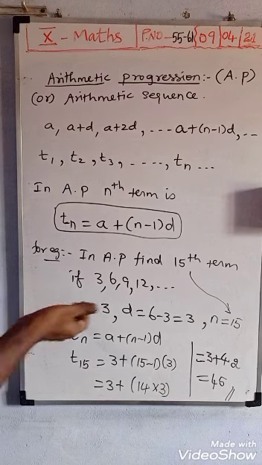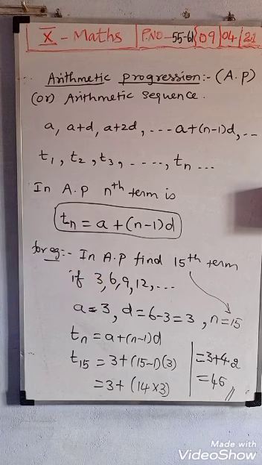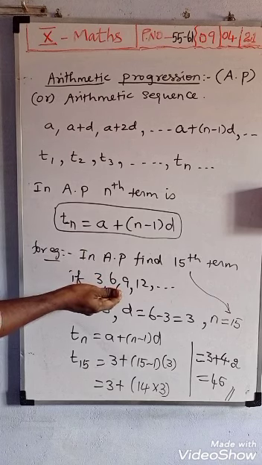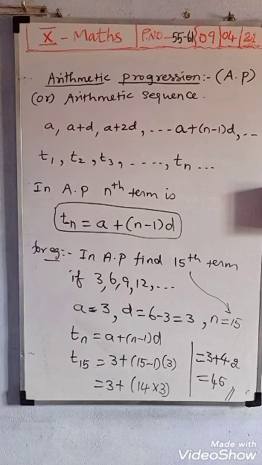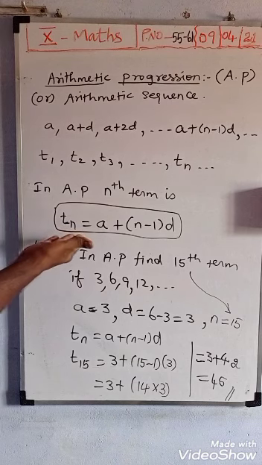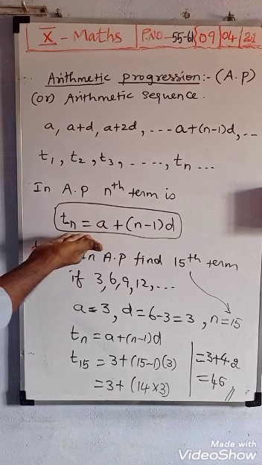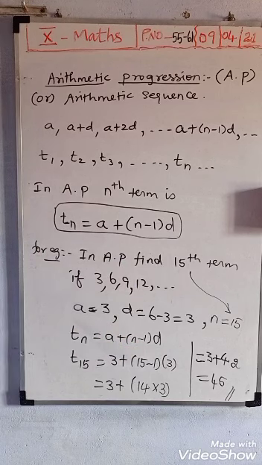Okay, I gave an easy example. Suppose if they ask a difficult question, for any arithmetic progression to find the 100th term, 200th term, like that, use this formula Tn is equal to a plus n minus 1 into d, we will receive the answer. Okay, so using these formulas we are going to solve the exercise problems.